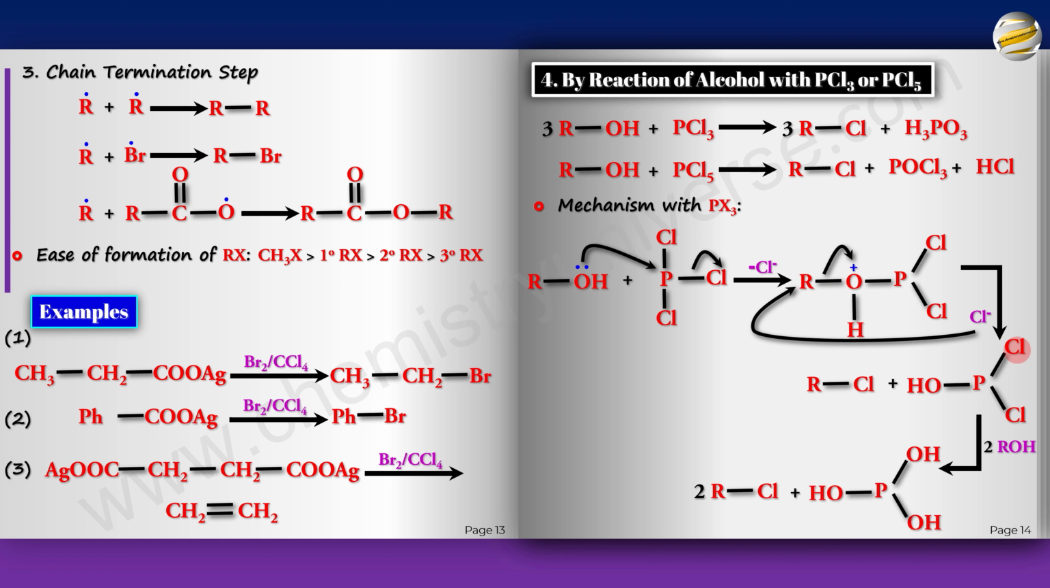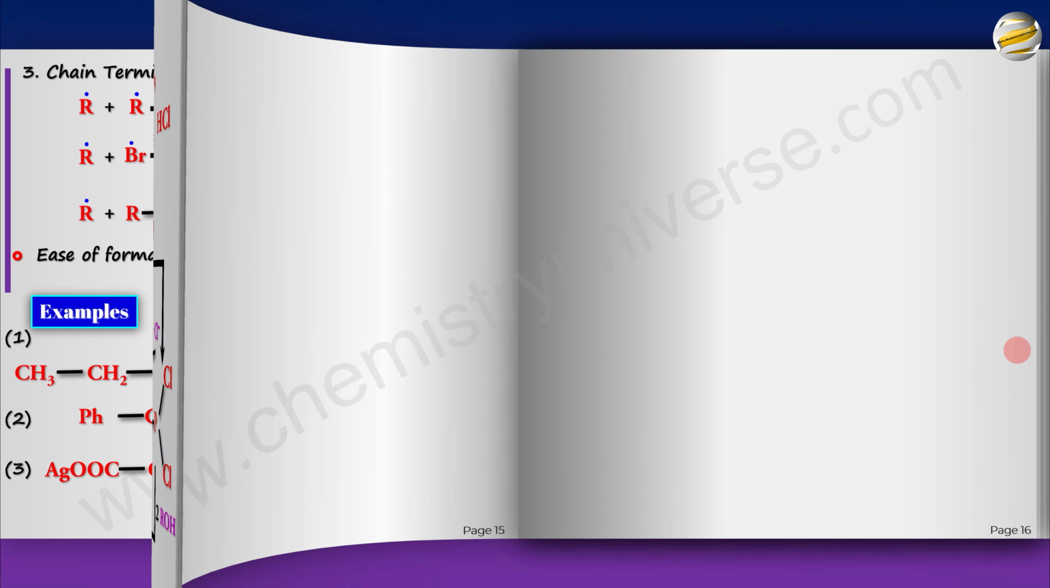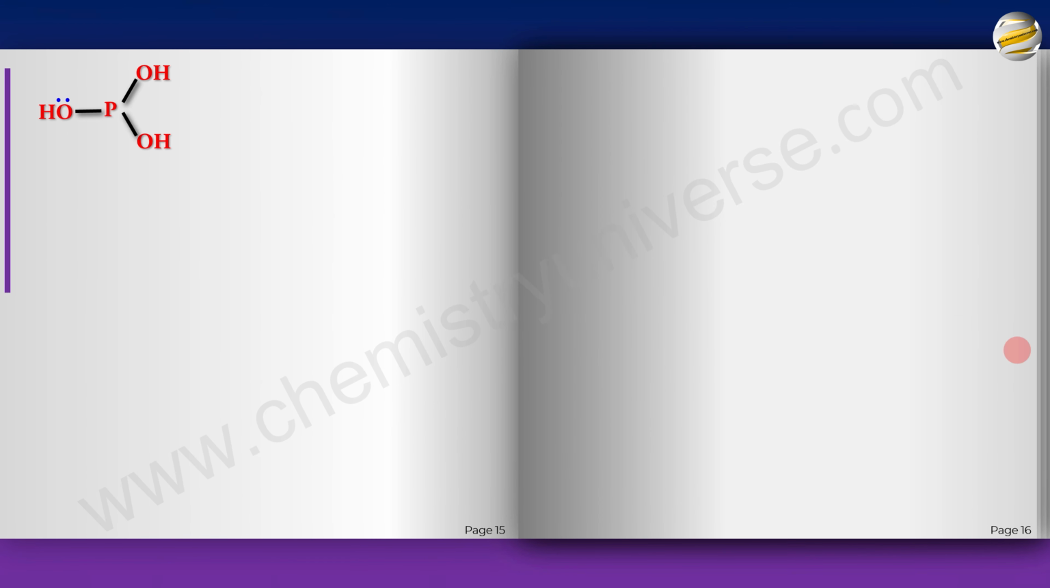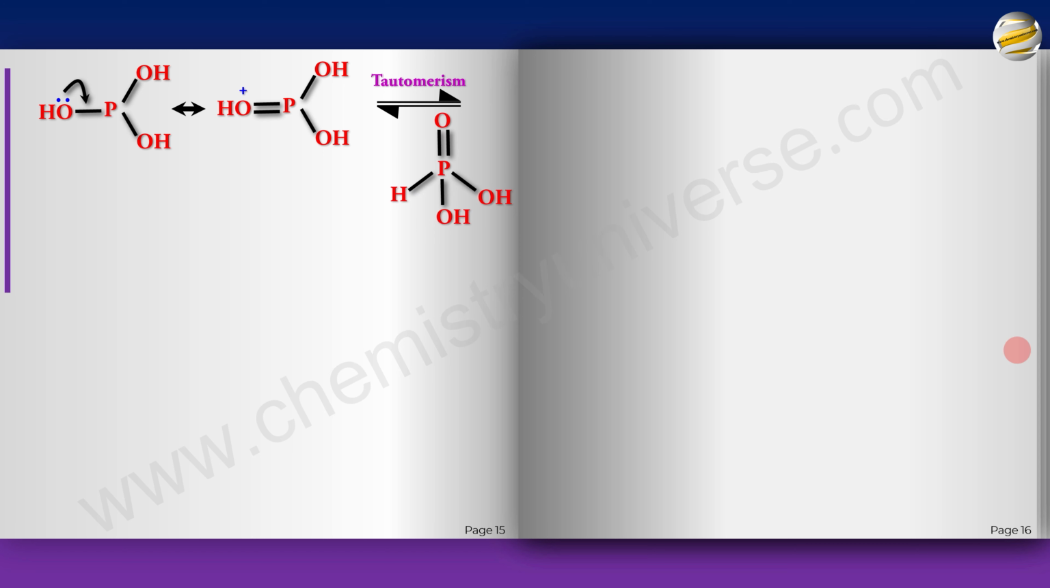Now technically this is H3PO3, but H3PO3 doesn't actually exist like this. What it does is, because of the d orbital of phosphorus, you will have a back bonding. So it will exist in this state. More covalent bonds, more stable. But this will show tautomerism. And the H will end up going to phosphorus. And you get this.